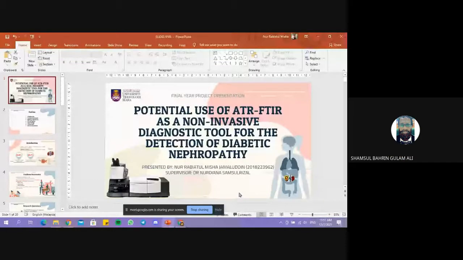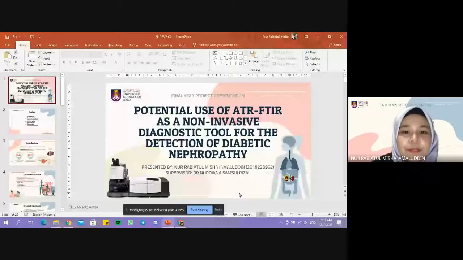Right. So do you have to process your sample before introducing it to this instrument, or can you just directly use it? Actually, I choose ATR-FTIR because of the concept of ATR-FTIR itself, that the sample can directly be put onto the machine to be directly analyzed without any tedious sample preparation. All right, thank you.